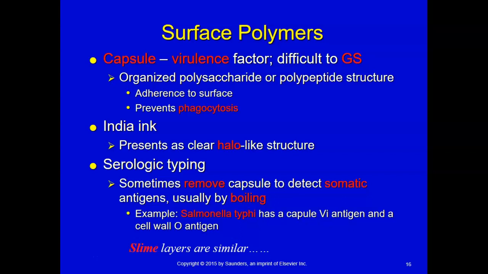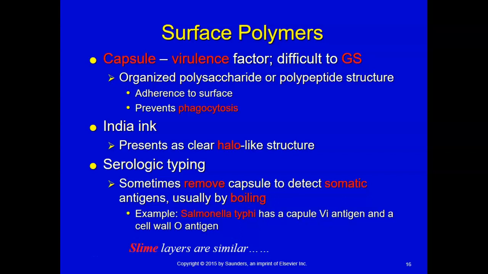An example of bacteria with a capsule that must be removed prior to testing is Salmonella typhi. Salmonella typhi has a capsule antigen called the Vi. So that's a capital V with a lowercase i antigen that must be removed for us to test the somatic or cell wall O antigen against antisera, so we can result the type specific of Salmonella typhi.